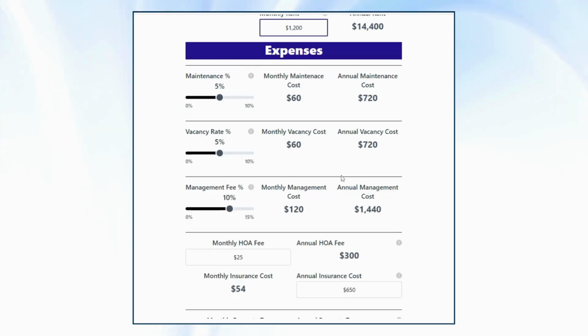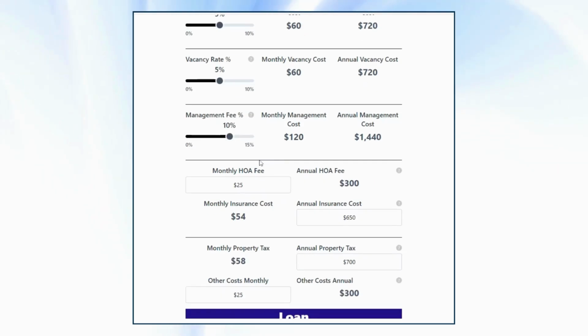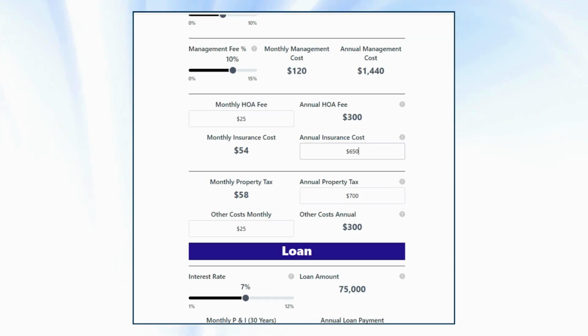Okay, management fee. Are you going to pay someone to manage the property? If so, then that is a cost and we have to put it in. In this case, we're looking at 10%. Are there any other costs associated with owning this property? Well, it turns out this property is in a homeowners association and we need to pay them $25 a month. So we're going to allow for that in the budget. We're going to have insurance on this property. And because I know it's going to be $650 a year, I'm going to plug that in. And then I'm going to pay property tax. Of course, I'm going to have property tax.